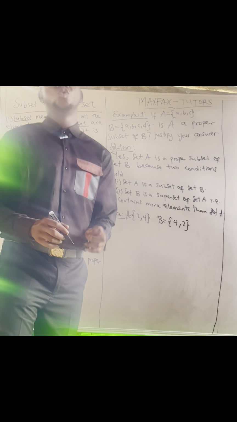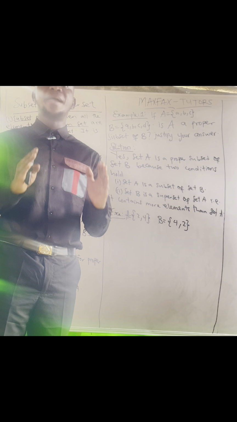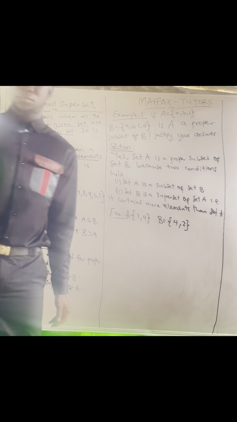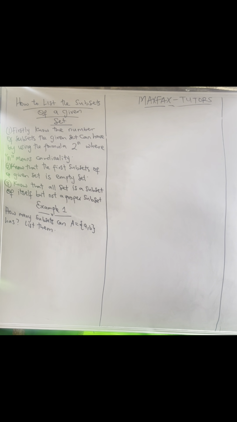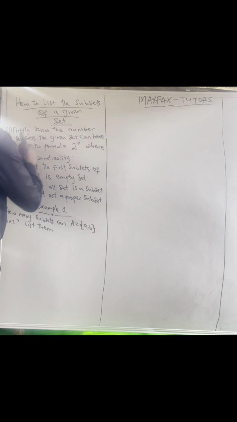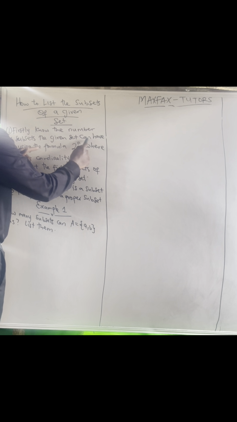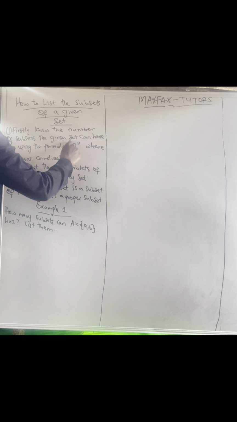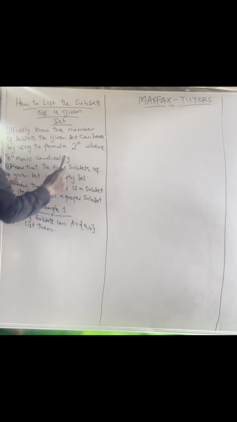Now, guys, let us move on to how to list the members of a subset. Guys, we want to look at how to list the subset of a given set. Before we talk about this, you have to know some important facts. The first fact is that firstly, know the number of subsets the given set can have by using the formula 2 raised to power n, where n means the cardinality. You will firstly know that this particular given set, how many subsets can it have?